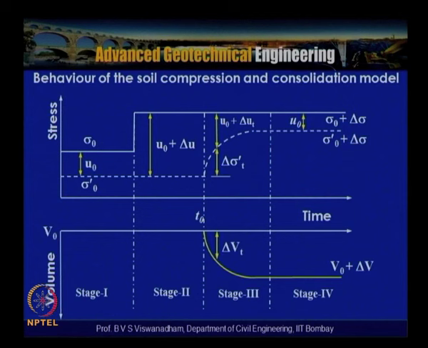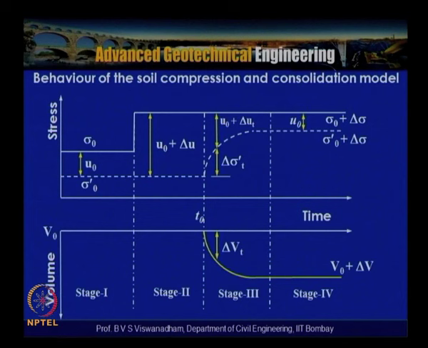That is the reason why at that particular moment, at time t equal to 0, the pore water pressure is U naught plus delta U, and the effective stress is sigma naught dash. So in this stage also no volume change occurs and no settlement occurs, and the effective stress is sigma naught dash, but the pore water pressure is U naught plus delta U.